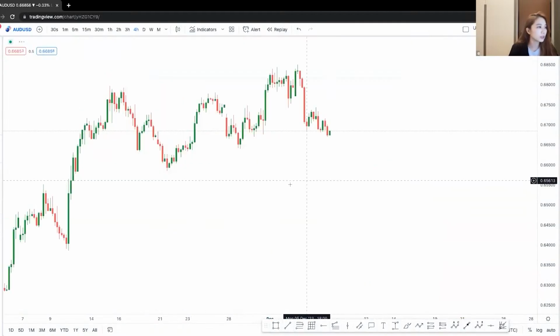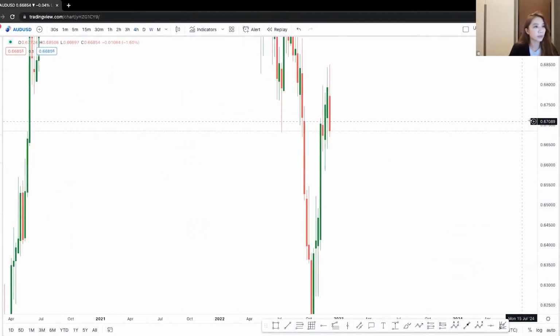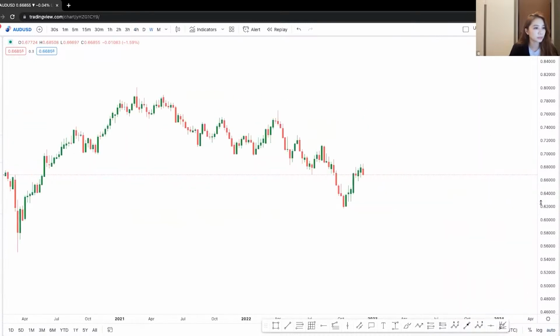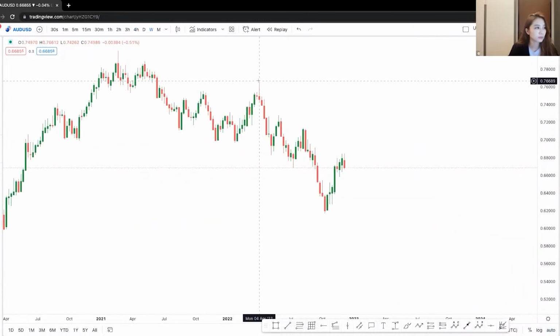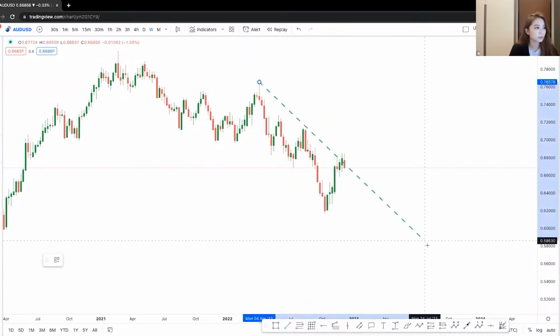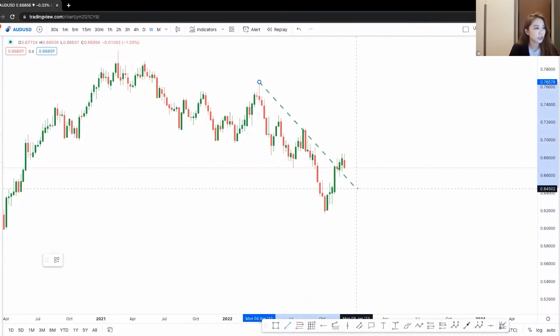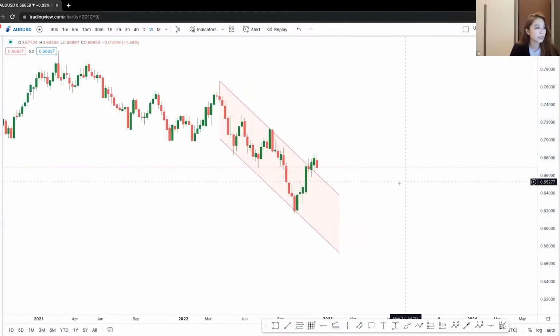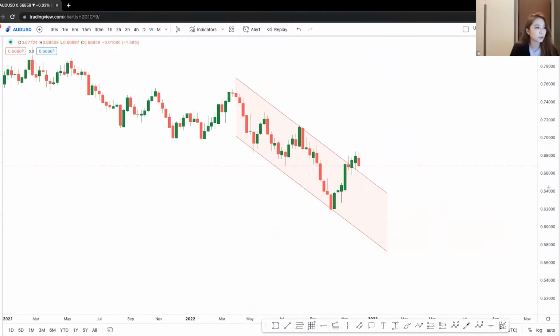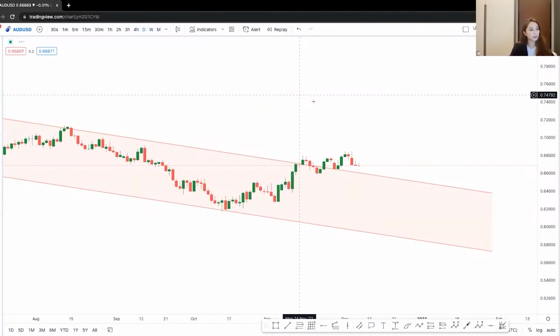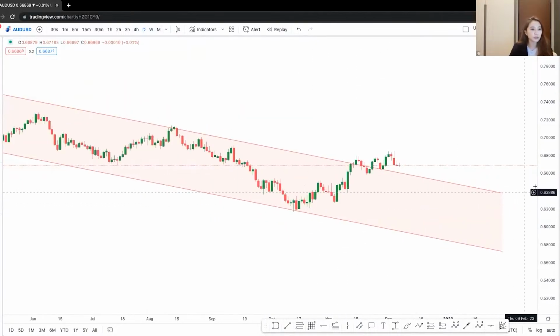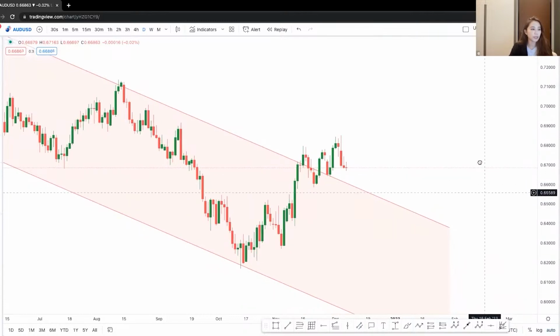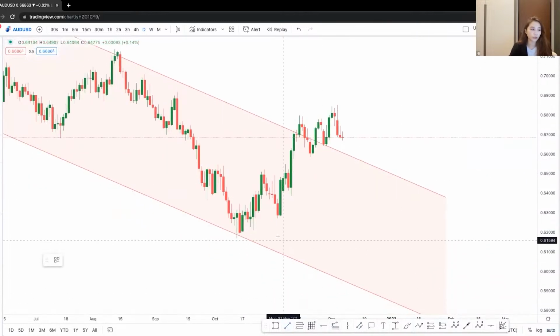Maybe Aussie dollar. Okay, let's start from the weekly chart. Initially it was a downward moving channel, but you can see the price has broken out of the channel. For Aussie dollar, let's look at the 1-day chart. Very obvious, very nice channel. On the 1-day chart, you can see the very prominent upward rising trend.